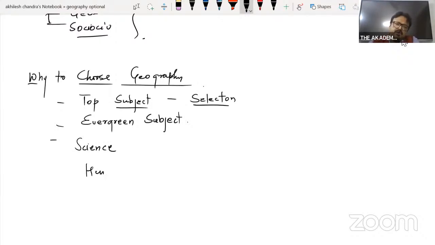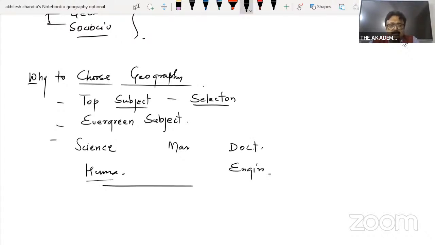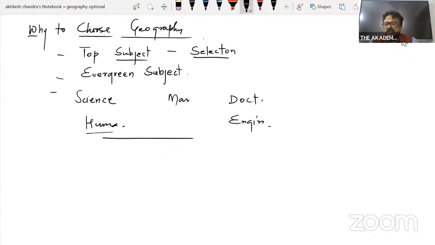Further, irrespective of your background, whether you are from science, humanities, management, or commerce, whether you are a doctor or an engineer, anyone can opt for this particular subject. You may ask, sir, why can everyone avail this subject? Does the subject have something delicious that everyone is going to like? The answer is the semi-science nature of the subject.